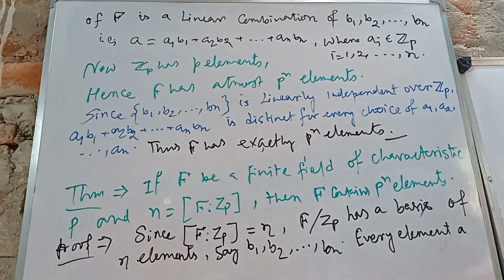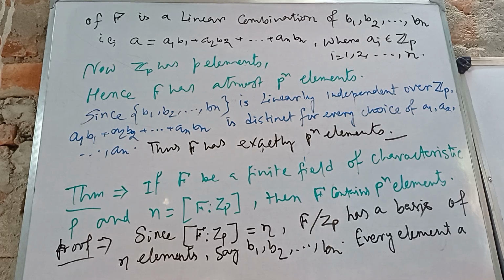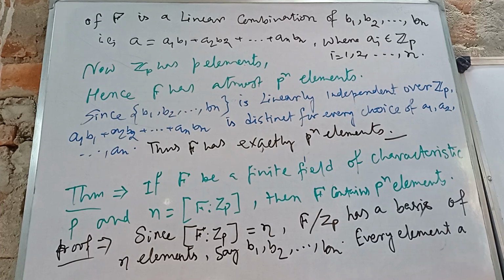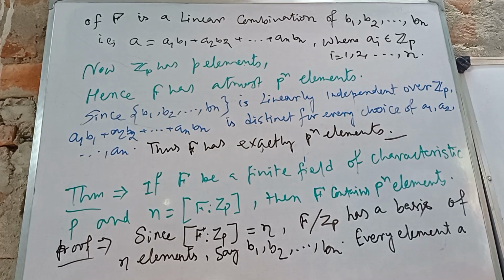I think all of this is easily understood, and every explanation is clearly written here. That means these are linearly independent over ZP, and there are n of them. Then this one is distinct for every choice of a1, a2, an. Thus F has exactly P to the power n elements.